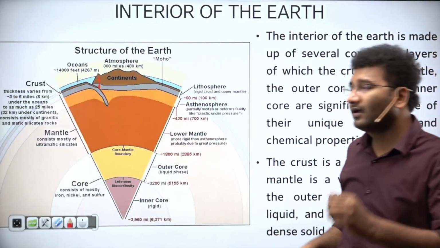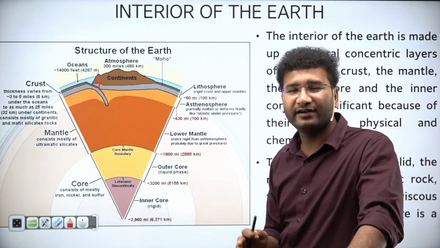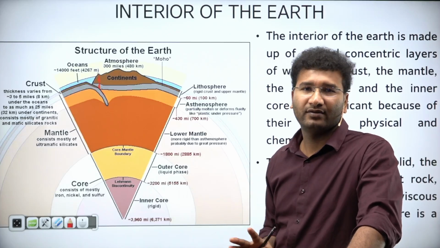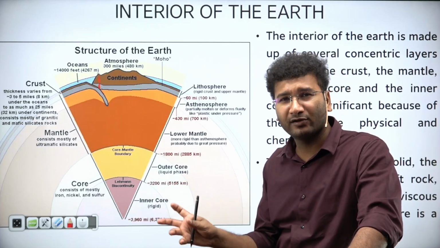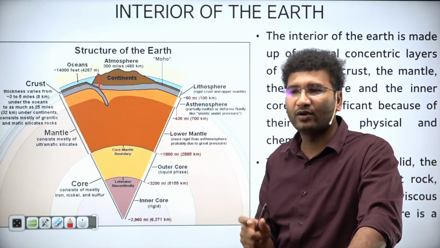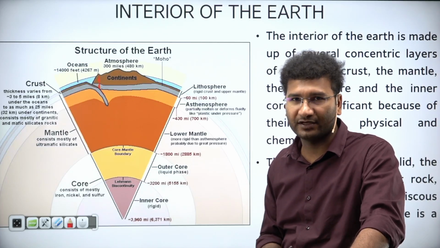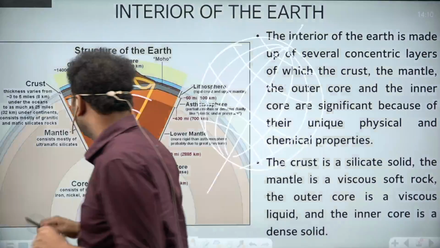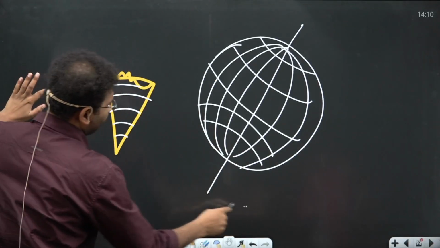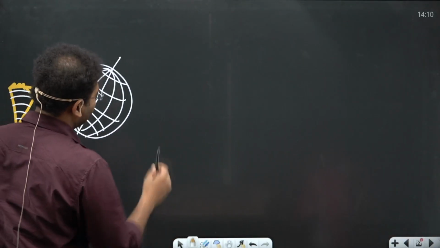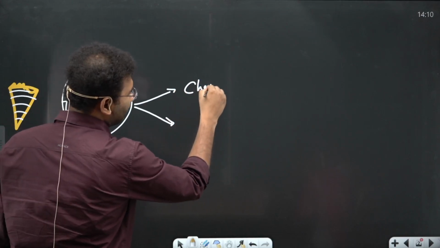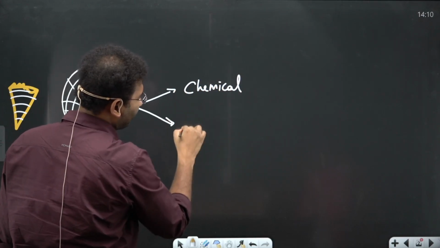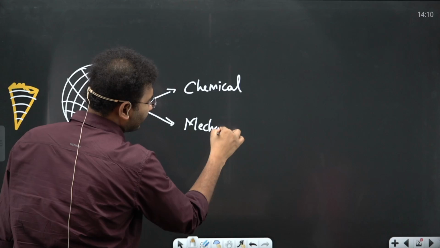Come back. Our earth can be further divided into two different types of differentiation. One on the basis of the chemical composition of the earth, and two on the basis of the mechanical composition of the earth. So what I'll do is, I'll divide this earth into two different compositions. What is the interior of the earth made up of? One on the basis of the chemical composition, and the other on the basis of the mechanical composition.